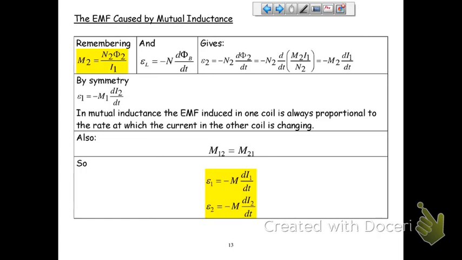So what do I want you to get out of that? I want you to know about self-inductance, and then I want you to know there's this thing called mutual inductance, which is the basis of the transformer.